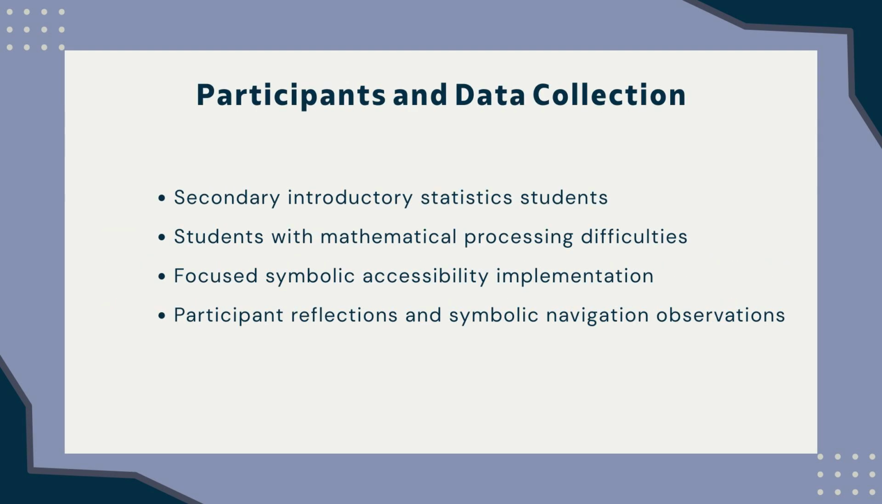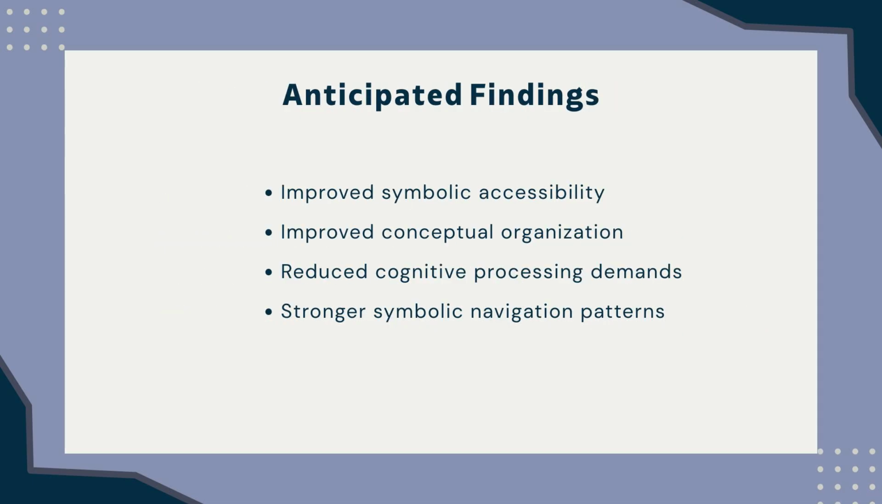Data would come from reflections, observations, and instructional artifacts, showing how students navigate symbolic relationships under different presentation conditions. The participant group focuses on secondary students who experience difficulty tracking dense symbolic information and self select for the study. The project examines how students respond when symbolic relationships become more visually structured. I anticipate that color integrated supports may improve symbolic accessibility, conceptual organization, and navigation.